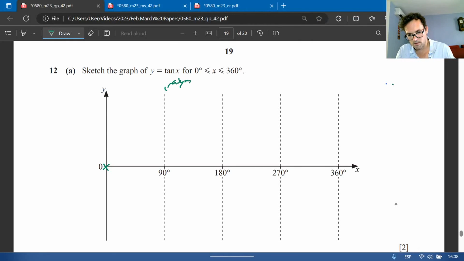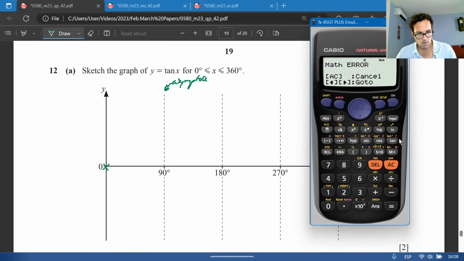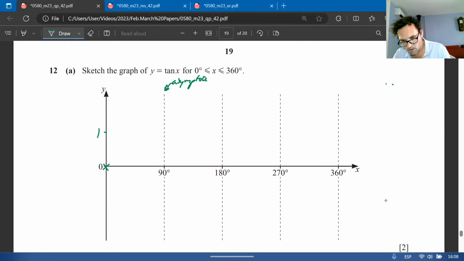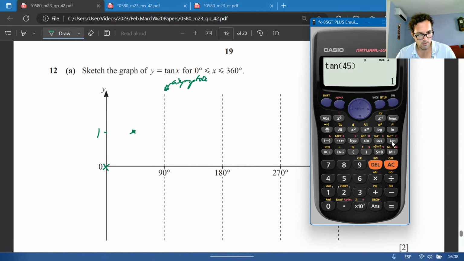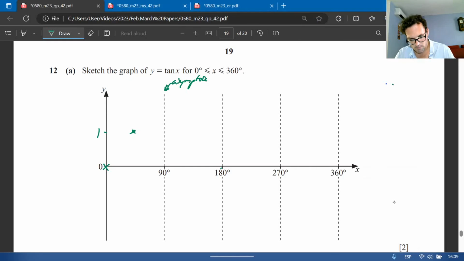Tan 90 doesn't exist. I'm not going to go into exactly why now, we're at the end of the paper. But we can do other stuff, like what is tan 45? Oh, that is 1. So let's imagine if this is 1, then we know that this graph is going to go through that point there. Let's continue this. Let's see what is tan 180. Okay, 180, again, that's 0. So we know it's going through this point here.